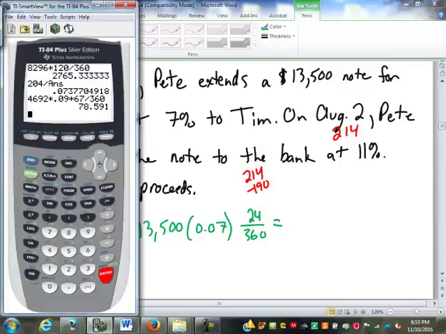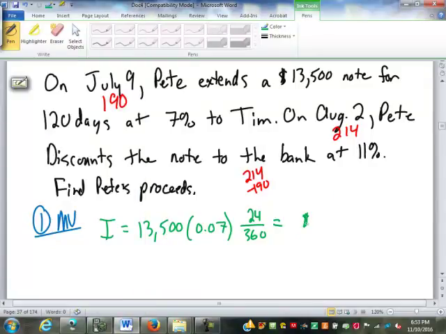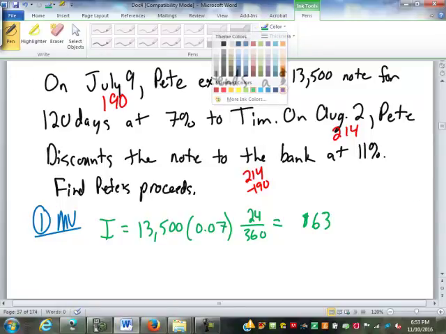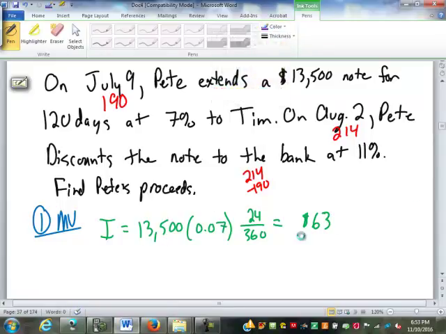So let's find that amount. 13,500 times 0.07 times 24 over 360. $63 in interest. So that is the interest. The maturity value is 13,500 plus 63. So $13,563 is the maturity value.